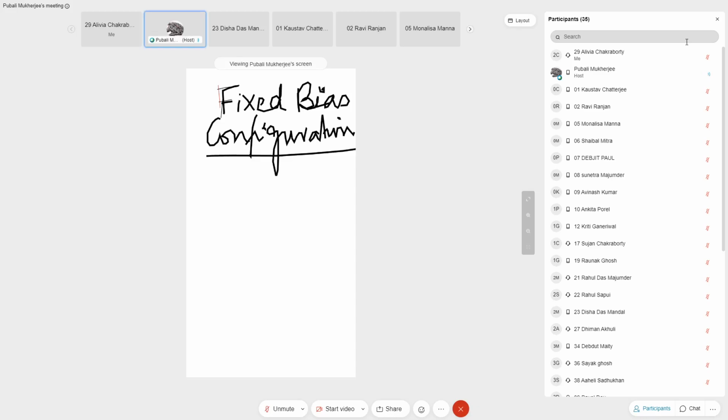Okay, so it's the fixed bias configuration, and I draw the circuit once again. If the meeting gets disconnected, you join for the next one immediately. Maybe I'll have to draw the circuit again.